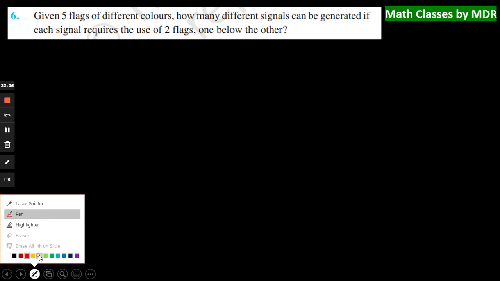Now let's see the next question. Given 5 flags of different colors, how many different signals can be generated if each signal requires the use of 2 flags, one below the other? So this is an easy one. We have 5 flag colors, and how many different signals can be generated. That means how many different arrangements can be done at each signal.